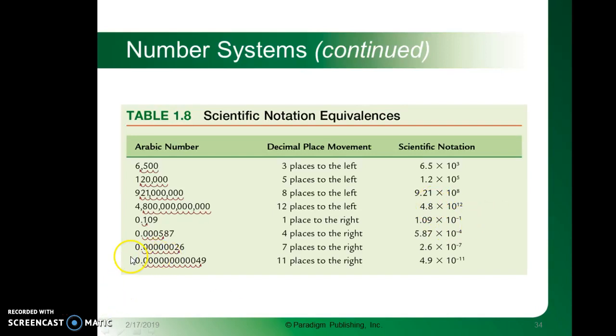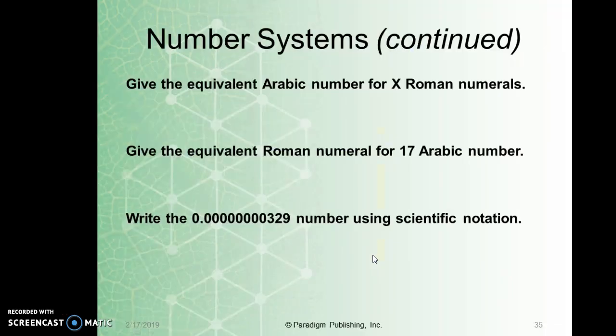Looking at the last one, let's say 0 point, and then we're moving 1, 2, 3, 4, 5, 6, 7, 8, 9, 10, 11 spaces to the right. So that means our answer would be a whole number 4 decimal point 9 times 10 to the exponent of negative 11. Okay, so that's how we write exponents.